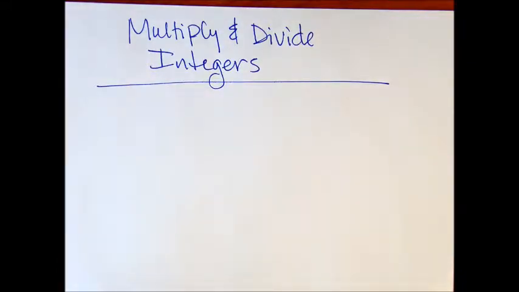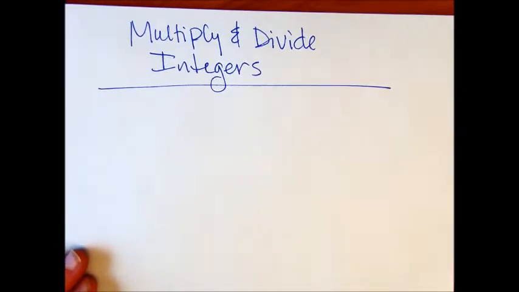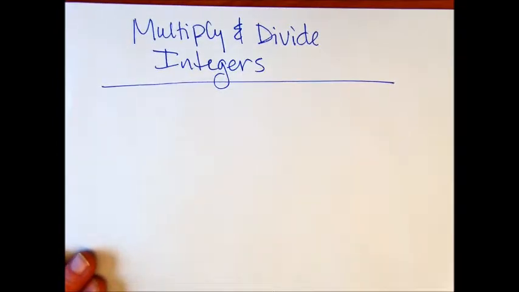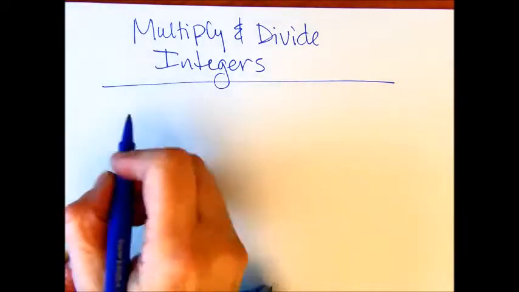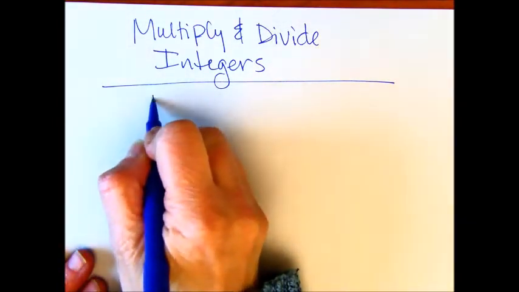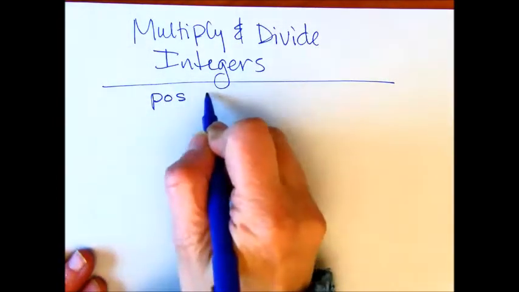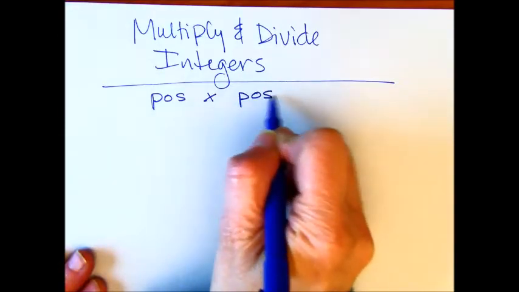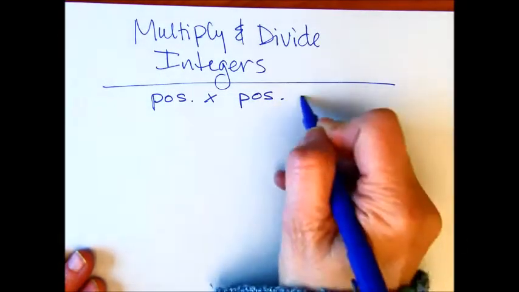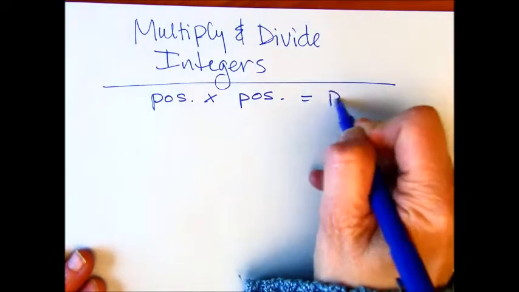There are some rules when doing multiplication or division of integers, and they're really not too hard to remember. I'm going to go through some examples for you just to show you what those rules are. The first one is if you have a positive number times a positive number, your answer will be a positive number.